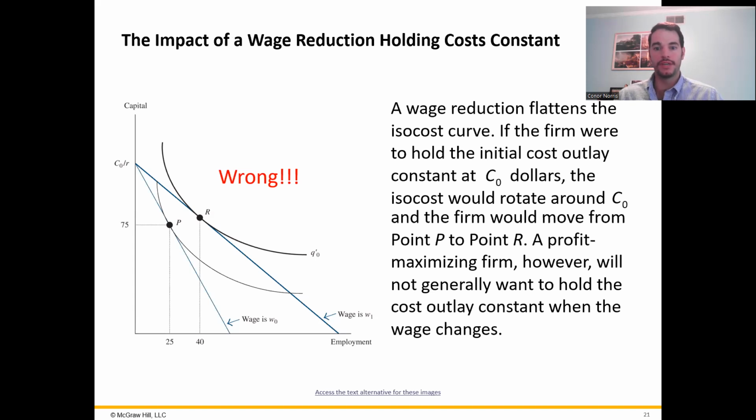So if we would rotate around the point, like we see here, that is incorrect. That would say the firm's outlays are being held constant. Firms do not have to incur the same costs that they had before a wage change, after that wage change. And when wage rates change over time, they can choose either higher or lower costs depending on the situation and which way that wages change.